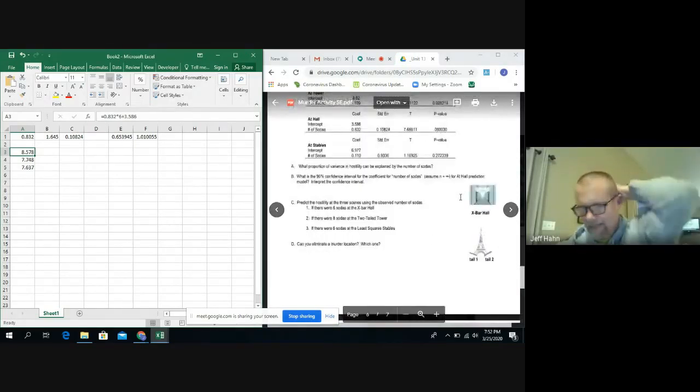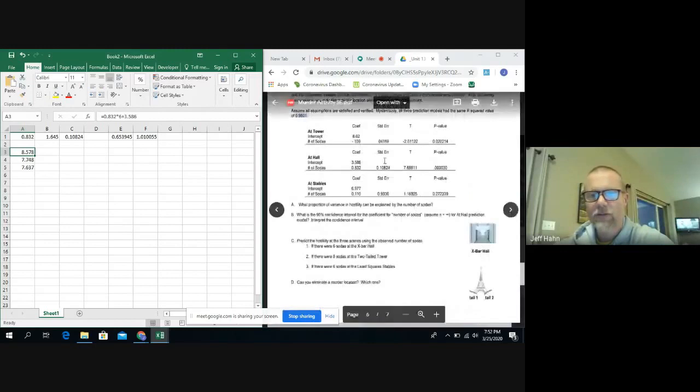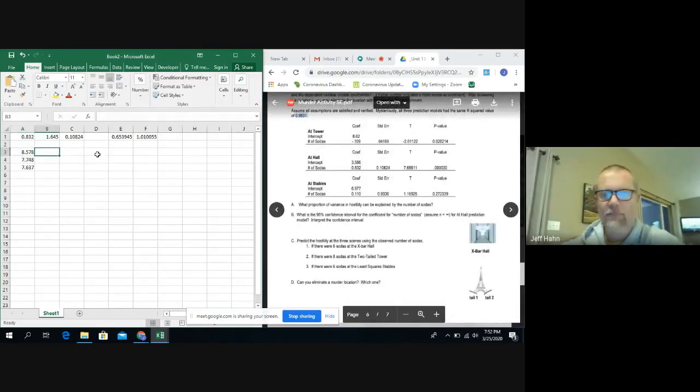It says we've got to predict the hostility. So looking at the very top one here, this is the X bar Hall. It's the predicted violence, and we would use V hat or violence hat and all that kind of stuff. But for this, I'm just going to say Y, violence, is equal to 0.832 times the sodas plus the y-intercept, 3.586.